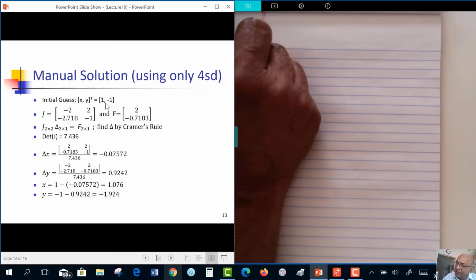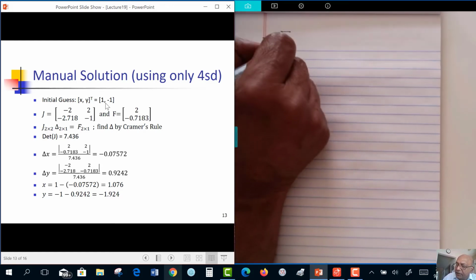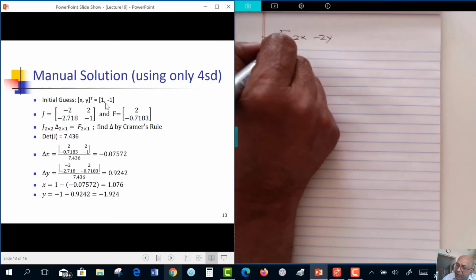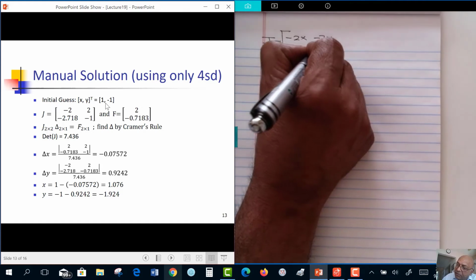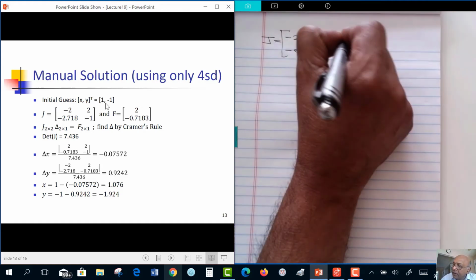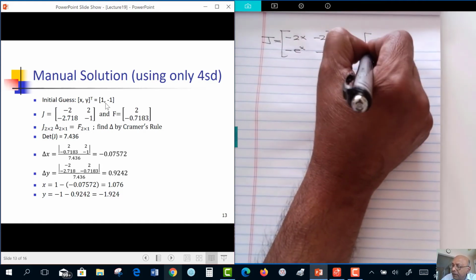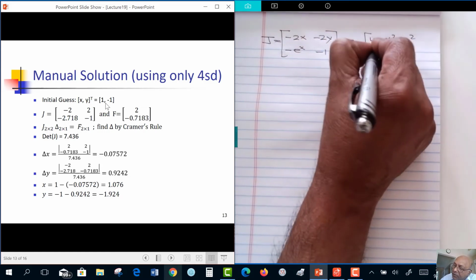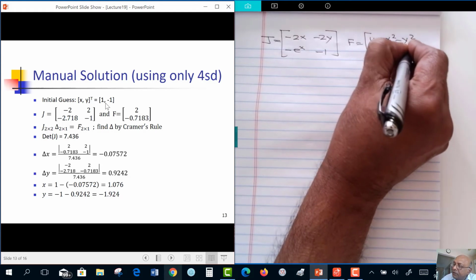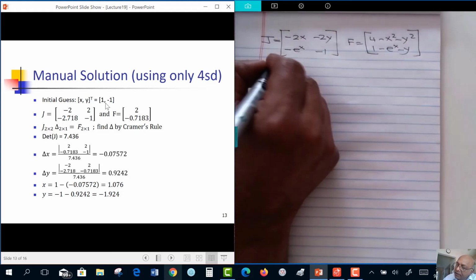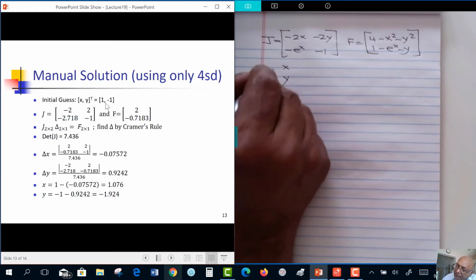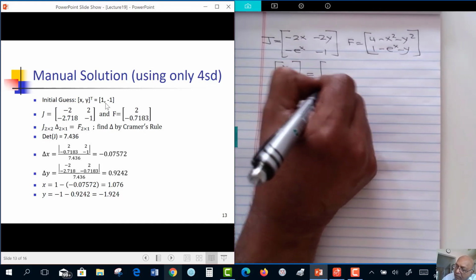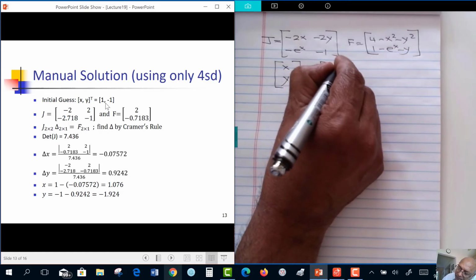Okay, so again, I want to repeat here. J is minus 2x, minus 2y, minus e to the x, minus 1. And f is 4 minus x square minus y square, 1 minus e to the x minus y. So we'll start with our guess, 1 and minus 1.